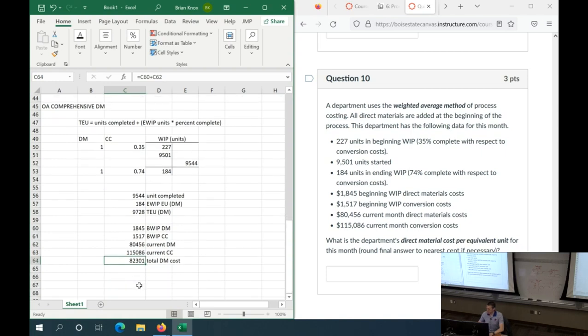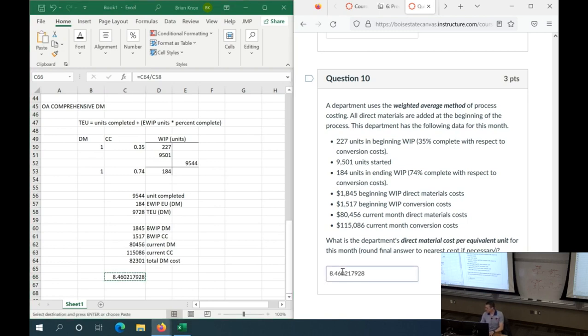Great, that's our numerator. Numerator means it goes on top, denominator means it goes on bottom, meaning that's our rate, 8.46. We'll just round it by backspace. Okay.